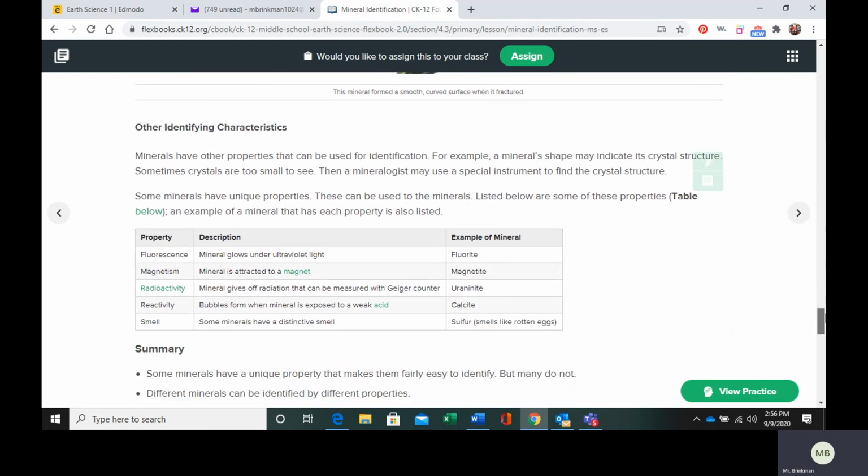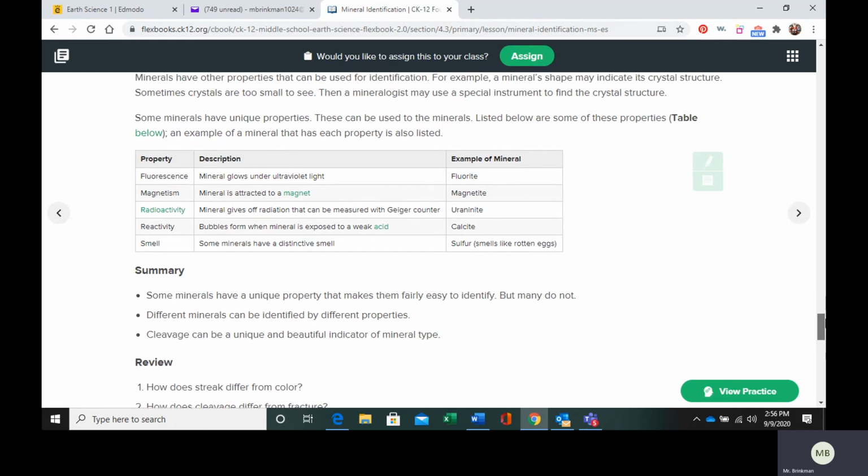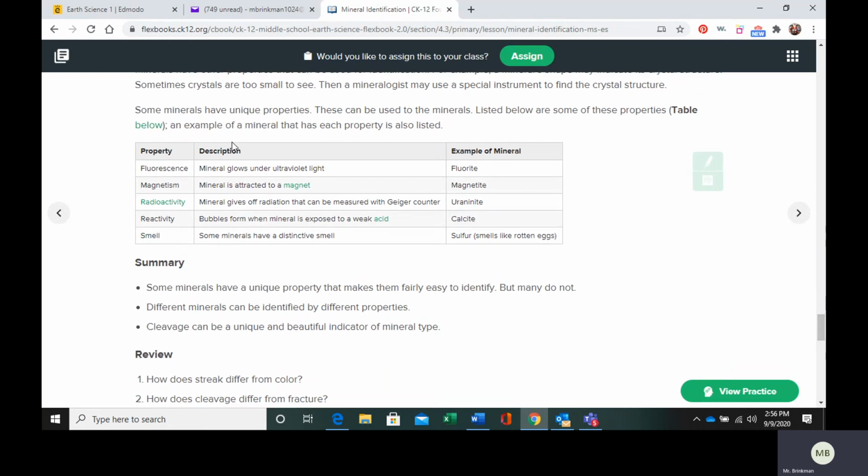There are other identifying characteristics. I'm not sure we'll get too much into these, but fluorescence, magnetism, radioactivity, reactivity, and smell.